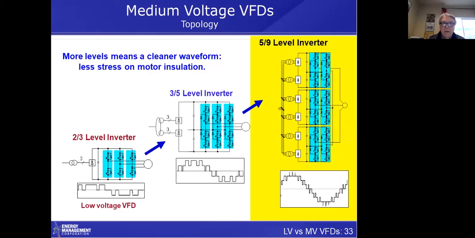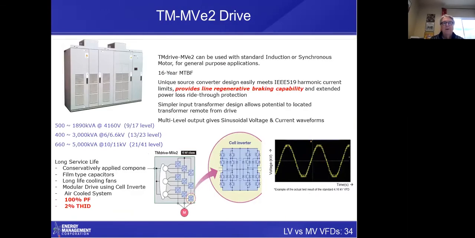In my opinion, a 3-level inverter is okay for 2400 volts, but in today's market, I wouldn't use a 3-level inverter. I would insist on 5 or more levels. So again, wait, it gets better. Here is a state-of-the-art drive. Again, this is a T-Mic MVE2. It has 9 levels. So that's 9 levels from 0 to peak, or 17 levels from peak to peak.